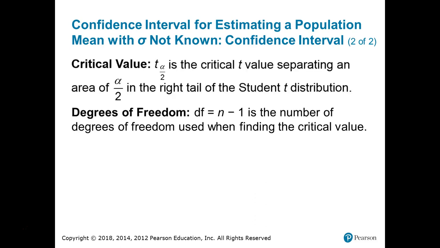Okay, critical values is what we are using in our student t-distributions. That's what we calculated before, and we covered before that degrees of freedom is just going to be n minus 1.